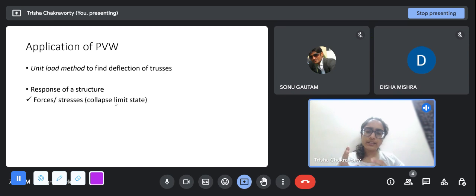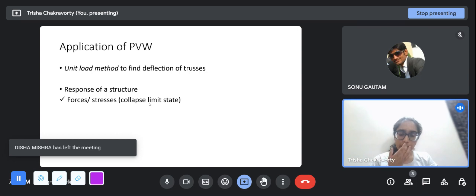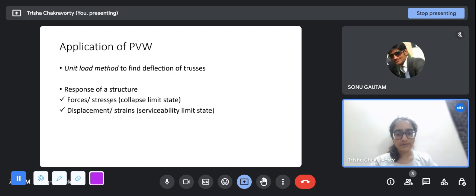This is related to the force generated in the beam or the column, or the stress, that is the force per unit area, which should not exceed the capacity of the structure, the yield stress or the breaking stress of the structure. So that is one important response of a structure: what are the forces or the stresses developed in the members. And the second one is displacement or strains, which is related to the serviceability limit state.